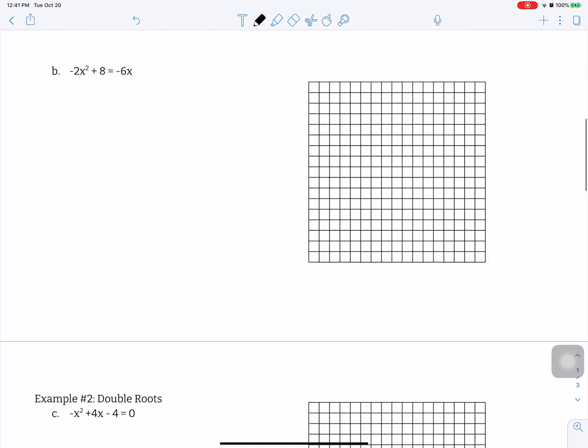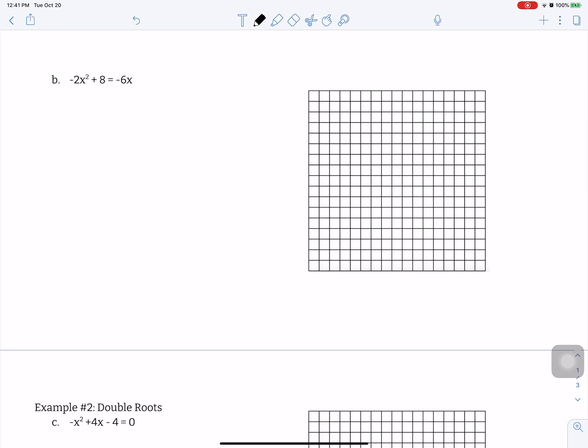If I look at B, I need to set this equal to 0 because this isn't equal to 0. And to do that, I'm going to add 6x to both sides. And then I want to put it where it is in standard form.